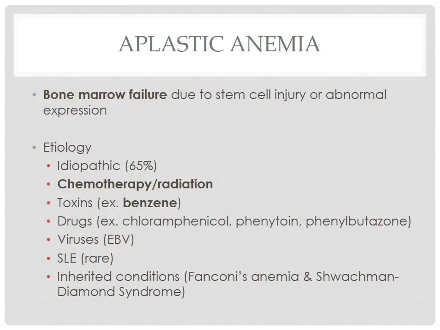Aplastic anemia. Aplastic anemia is bone marrow failure, and this can be due to some sort of injury to the stem cells, or it can be an expression of abnormal cells. And often the big associations you'll see with this are chemotherapy and radiation and benzene, which is a toxin. And there are some other causes. Many are idiopathic. It can be related to certain drugs or infections. And there are also some inherited conditions that have aplastic anemia associated with them.